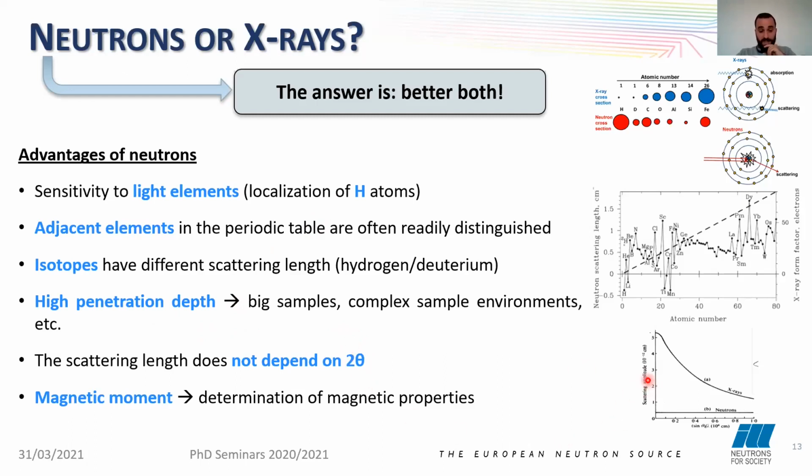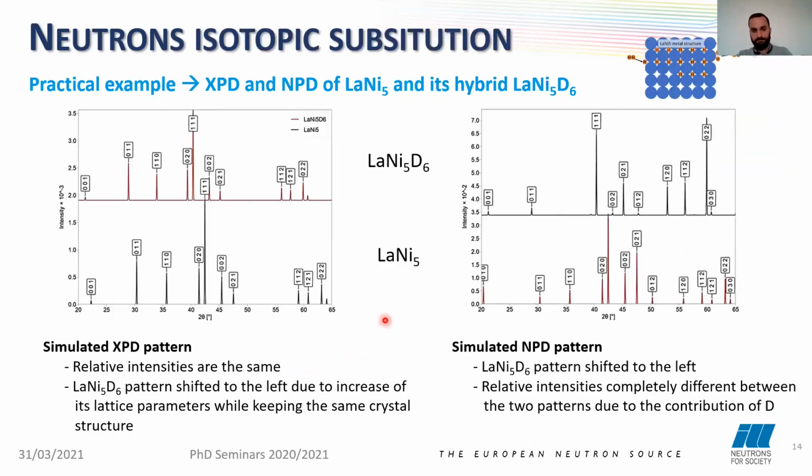Then the coherent neutron scattering length does not depend on the scattering angle 2 theta. In the case of X-rays, the atomic scattering factor has a sin theta over lambda dependence, and this means that at high 2 theta angle, Bragg peaks in X-ray diffraction patterns will have lower intensities, while for neutrons, the Bragg peaks have similar intensities over the whole pattern, and they depend only on the crystal structure. And finally, the neutron carries a magnetic moment, and this makes it an excellent probe for the determination of magnetic properties. So now I will give two simple and practical examples about the usefulness of neutrons.